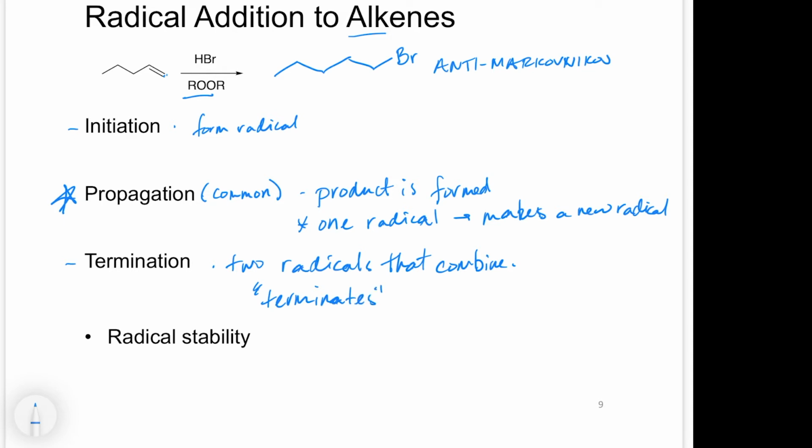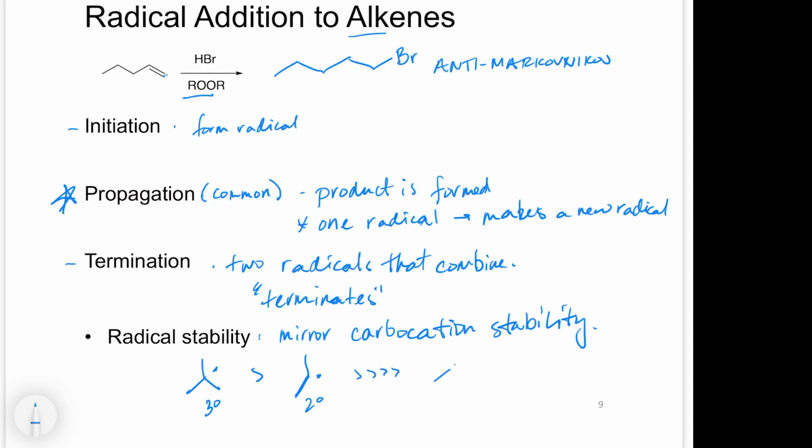I want to bring up another thing about radical stability, and we've talked about this with our radical halogenation of alkanes, but this is the same as carbocation stability. So it mirrors carbocation stability. Where a tertiary radical is more stable than a secondary, which is much, much more stable than a primary, which is a methyl with a radical, unless you're in space and in a vacuum, I don't believe it forms.